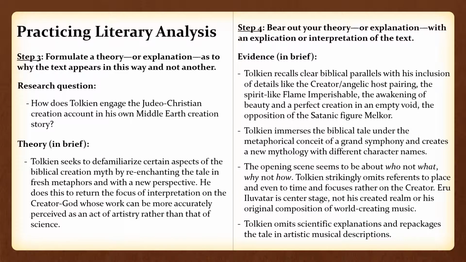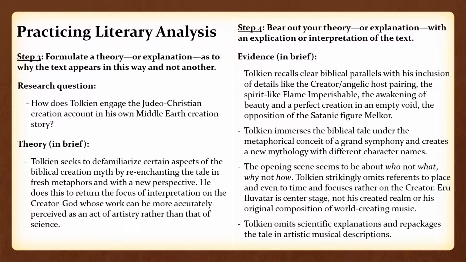Now let's move on to step 4, and let's bear out our theory or explanation with an explication or interpretation of the text. So some possible lines of evidence we could use, in brief, might be: Tolkien recalls clear biblical parallels with his inclusion of details like the creator-angelic host pairing, the spirit-like flame imperishable, the awakening of beauty and a perfect creation in an empty void, and the opposition of the satanic figure Melkor.